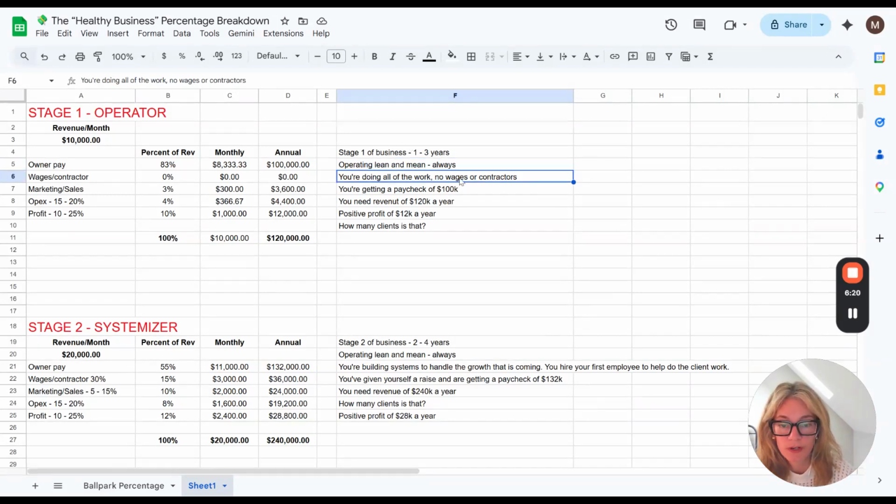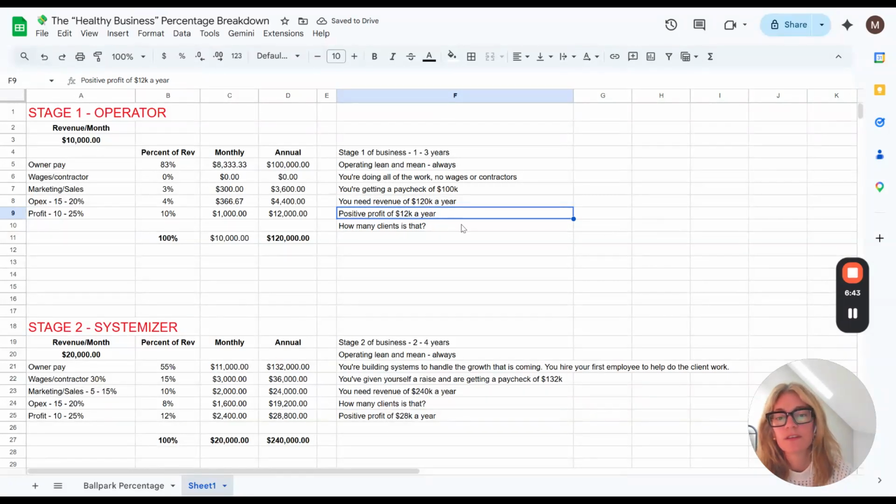You're doing all the work. There's no wages or contract payments here. It's all on you. You get a client, you're doing the work. But you are making a paycheck of $100,000 in that first year. You're going to be needing revenue of $120,000 a year to do this, and that leaves you with a positive net profit of $12,000 a year.